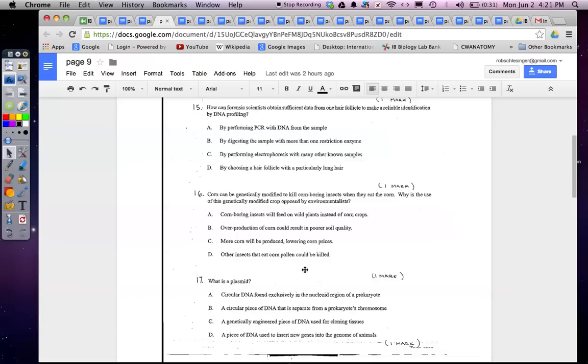16 also gave folks a hard time. It asks, corn can be genetically modified to kill corn-boring insects when they eat the corn. Why is the use of genetically modified crops opposed by environmentalists? This is very specific, but it comes directly from the assessment statements in 4.4. And the correct answer is butterflies, or the caterpillars that eventually turn into butterflies, eat the corn pollen and they could be killed. So the correct answer is D.